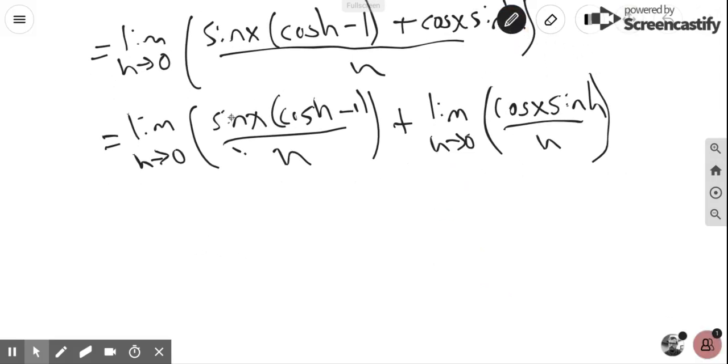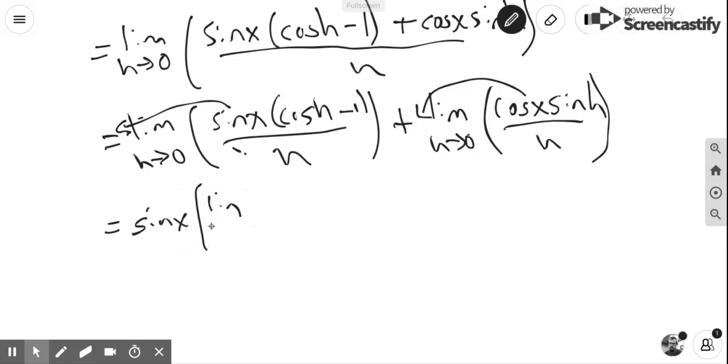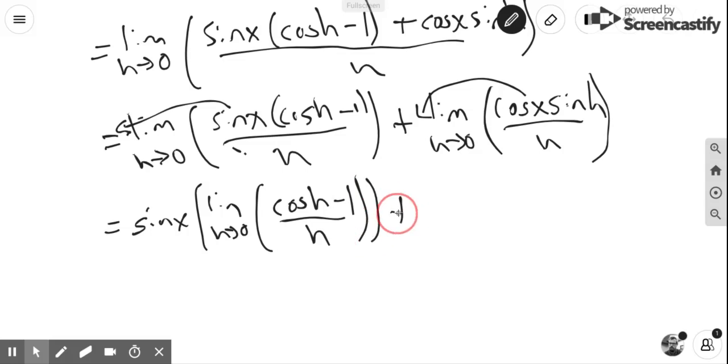Next, the sine of x here has nothing to do with h, and this limit is dealing with h approaching 0. So this sine x that's being multiplied by stuff, I can essentially take and put out in front. Same thing with this cosine x over here. I'd rewrite this whole thing with sine of x out front, times the limit as h approaches 0 of cosine h minus 1 over h. And similarly, I'm going to pull that cosine x out because it has nothing to do with h, times the limit as h approaches 0 of sine of h over h.